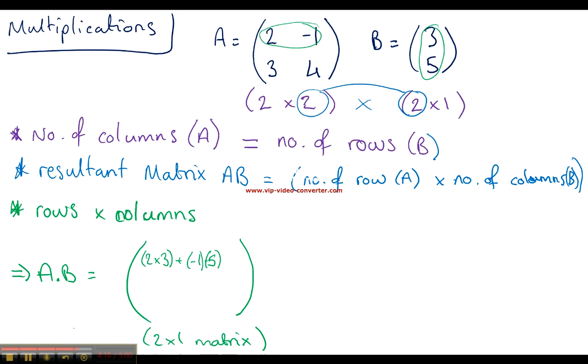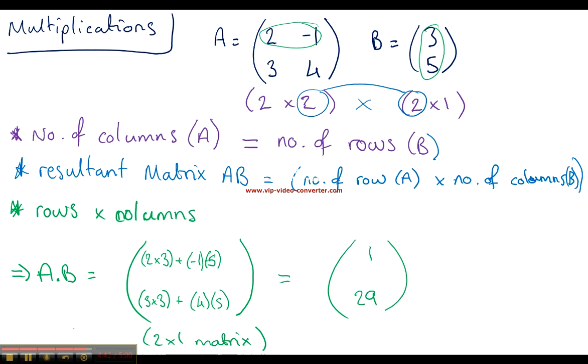This row now has to multiply by that column, so we get 3 by 3 plus 4 by 5, and that will equal 29. A 2 by 1 matrix, what we're left with, and that's what we get.